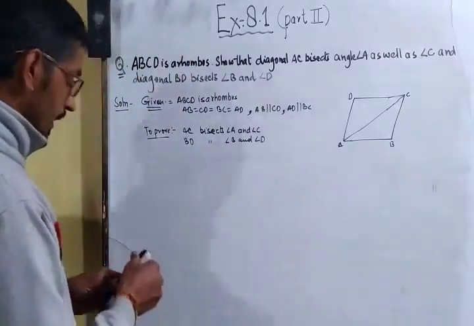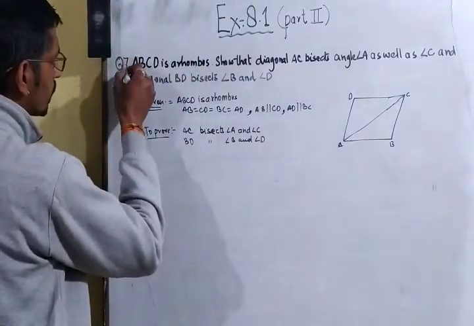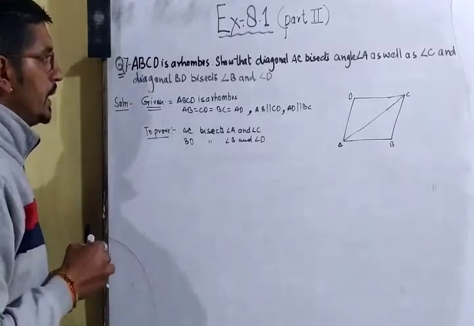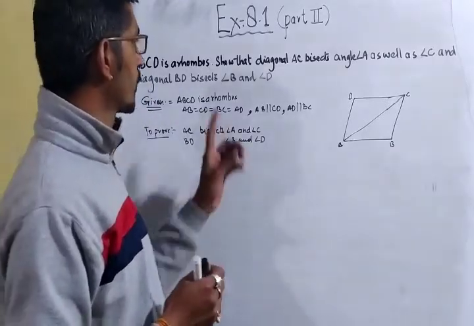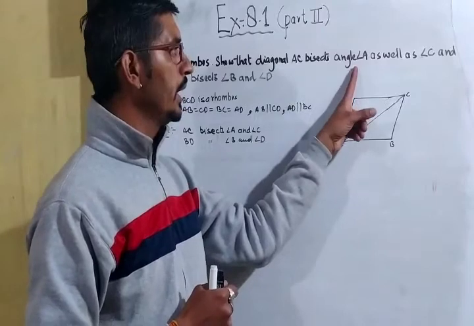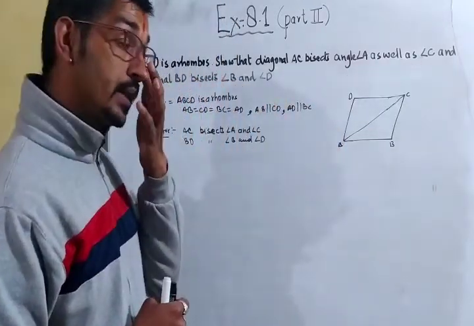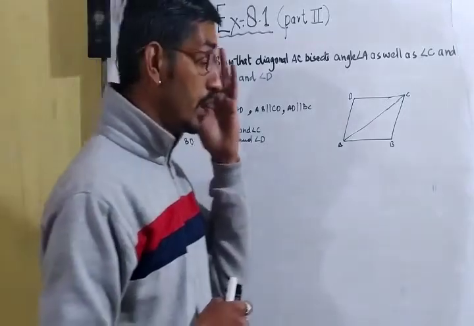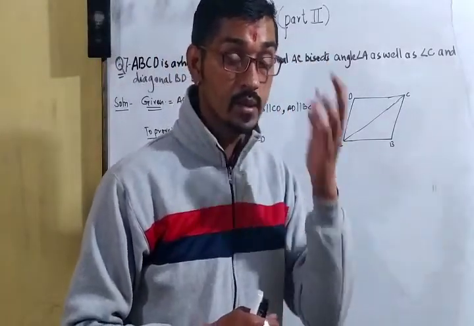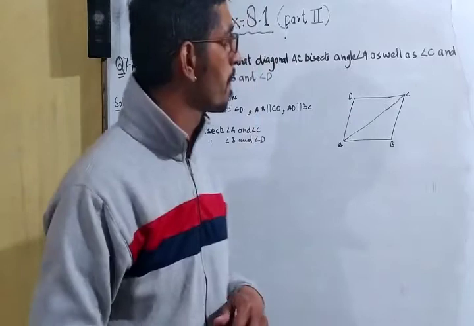The question number 7 is: ABCD is a rhombus. Show that diagonal AC bisects angle A as well as angle C. That means ABCD is a rhombus, given. And what is a rhombus? A parallelogram whose all sides are equal to each other.